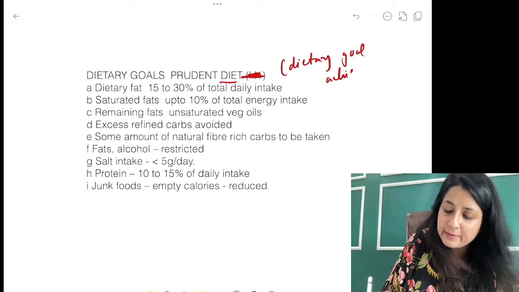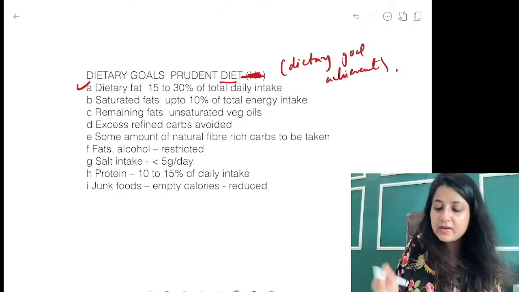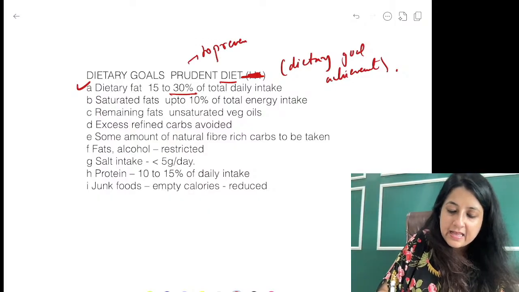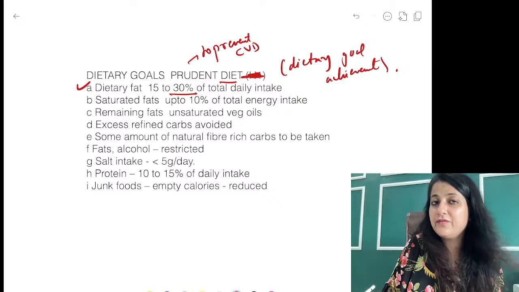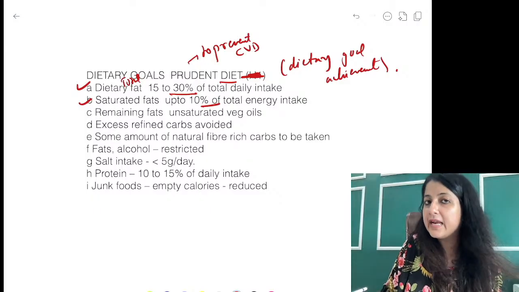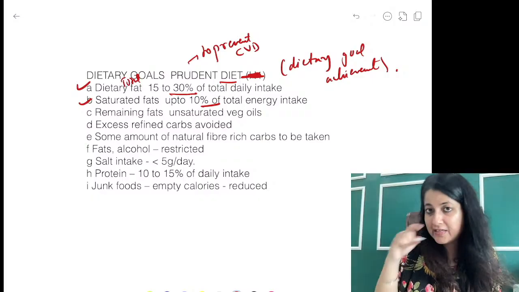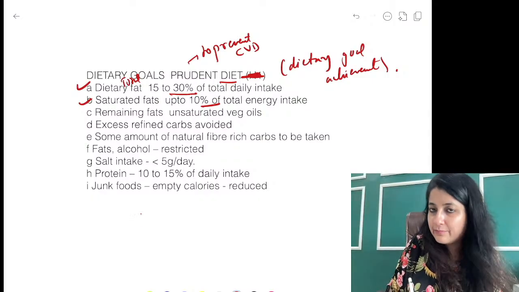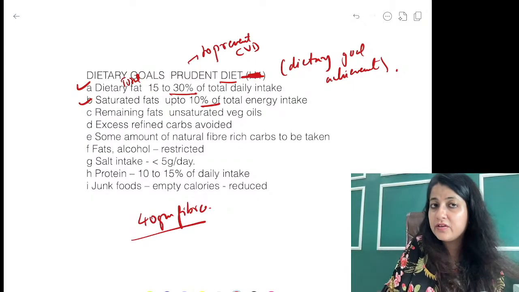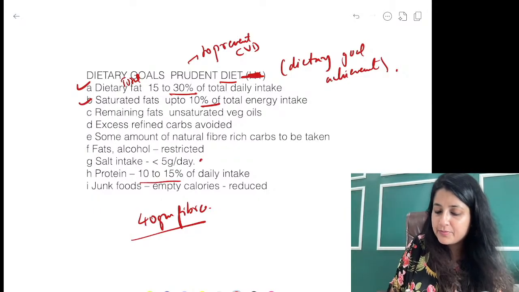Now can you see? See, it's a very basic question and most of you made a mistake over here. What is the goal achievement here? We want saturated fats in our diet restricted, this is particularly to prevent CVD, and we want the total fats to be 15 to 30%. The total fats, not saturated, total fats. Saturated fats up to 10%, 7 to 10%. ठीक है? Excess refined carbs should be avoided. Some amount of rich fibers. फाइबर्स जो हमारे डाइट में होना चाहिए 40 ग्राम फाइबर, ठीक है, डेली 40 ग्राम फाइबर्स we should take. Some amount of fat, alcohol restricted, salt intake less than 5 grams, protein 10 to 15%.